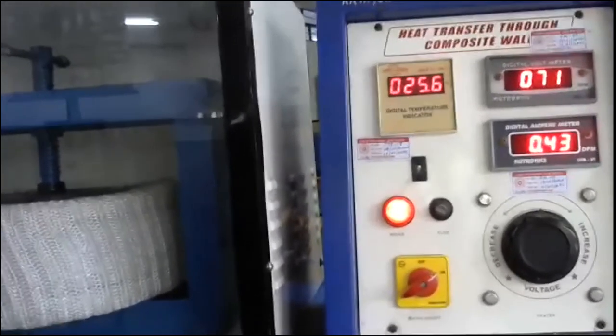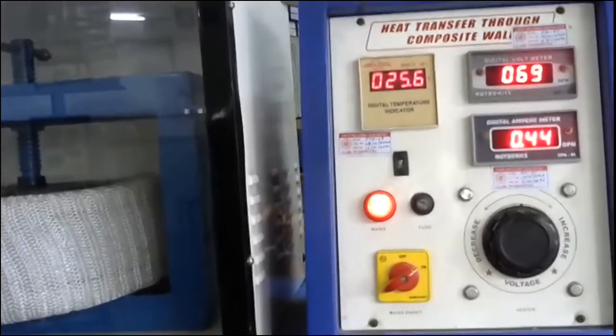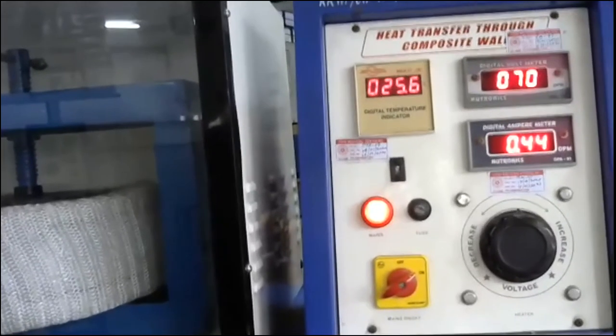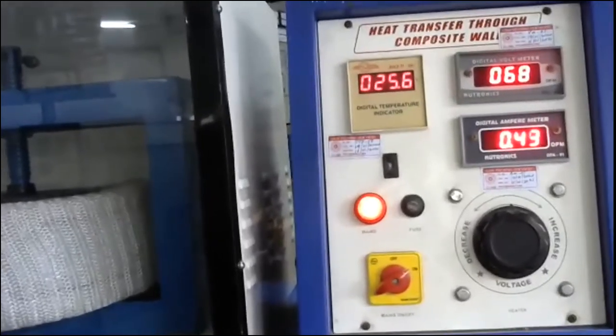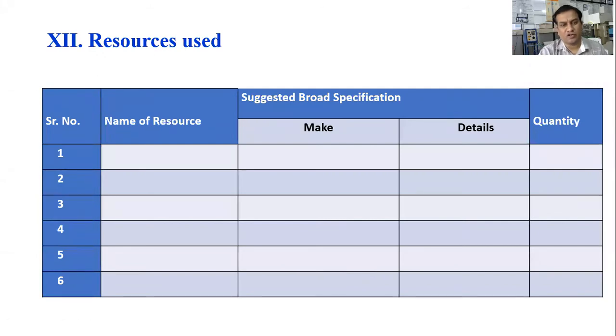Now we will check, if we take the readings of all the 8 temperatures and voltage and ampere, how to calculate this rate of heat transfer and thermal resistance. Okay, so after the actual demo, you can observe the different points. Suppose your college or institute or the industry has a different setup, then you have to write the name of the resource, the make, meaning the company name, and the details of all this experimental setup, right?